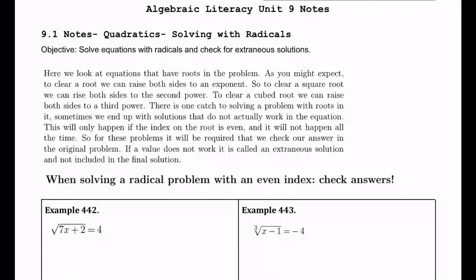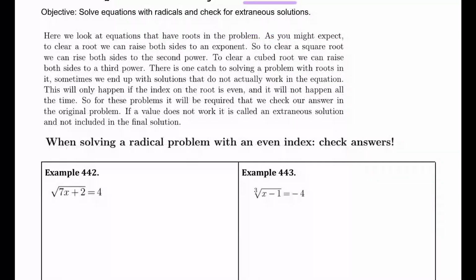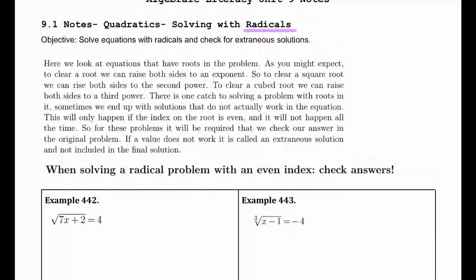In section 9.1, we're going to be solving equations that have radicals in them. Just as you might expect, if we are trying to clear a radical, we're going to use an exponent to help us do that. For example, if we have a square root, we're going to raise it to the second power. If we want to clear a cube root, we're going to raise it to the third power. That pattern holds: 4th root to the 4th power, 5th root to the 5th power, because those are inverse operations that undo each other.